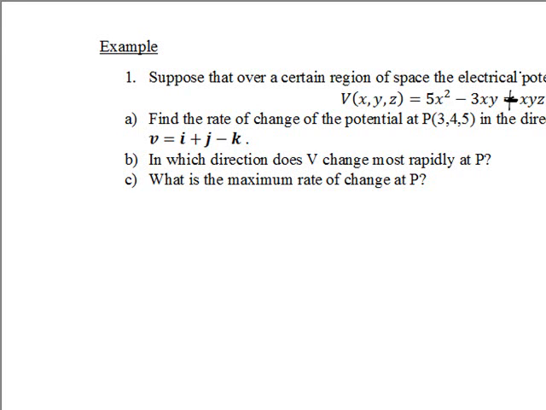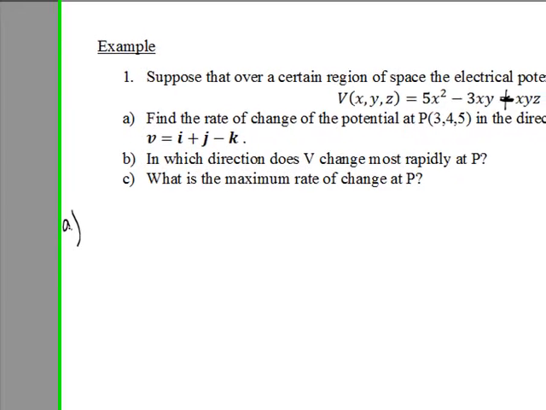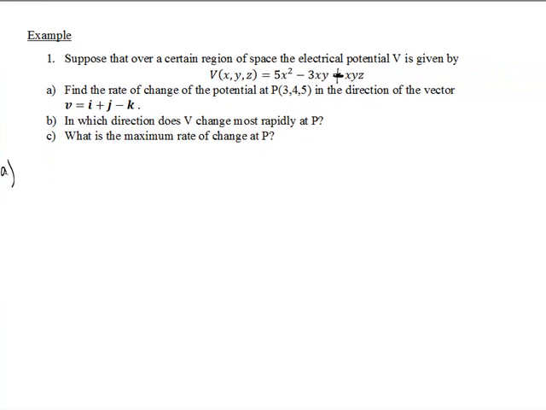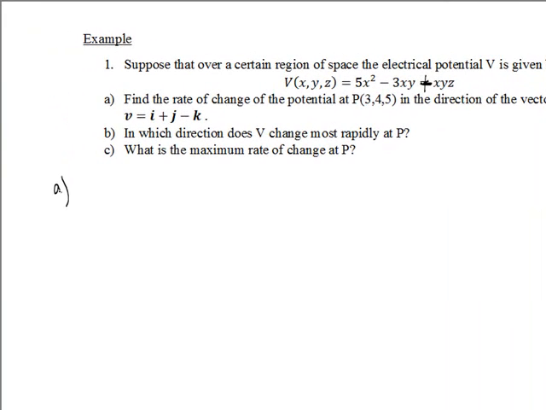Okay, so we have a number of things to do here. Part A is asking you for the rate of change of the potential. In other words, what are you asked to calculate? Another word for rate of change. Directional derivative. Okay? So we want to find the directional derivative, which is the dot product of the gradient and the unit vector, right? So let us find the gradient.